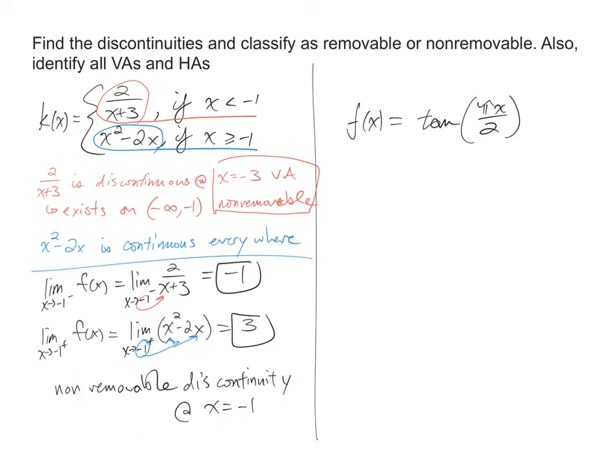What else did we need to find? Horizontal asymptotes. There's one horizontal asymptote up here in this first function. So there's a horizontal asymptote at y equals 0.